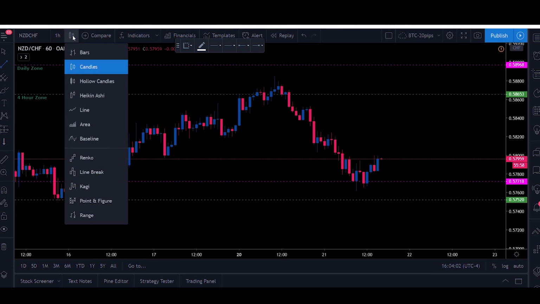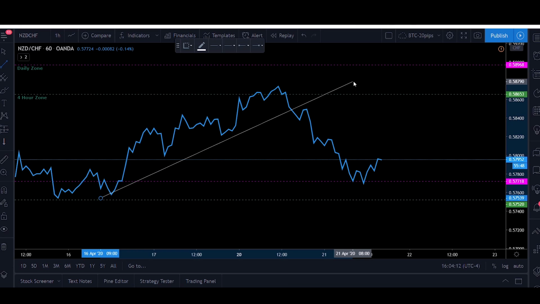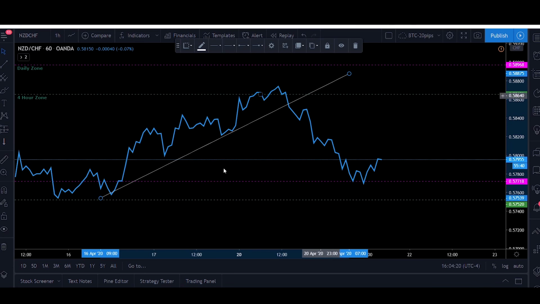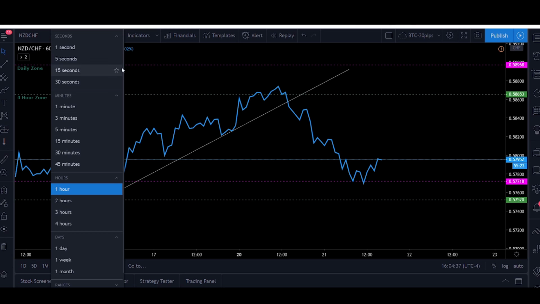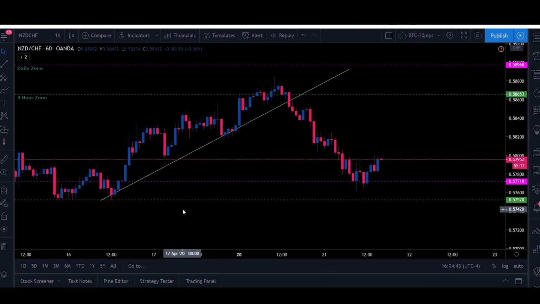Let me switch back to the line chart. You're going to take your trend line from the lowest, and then you are just going to connect the points. And you don't want to force it to fit. And then that's what you do. Okay? You switch back to the candlesticks.